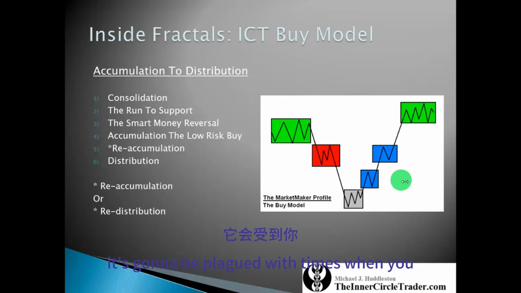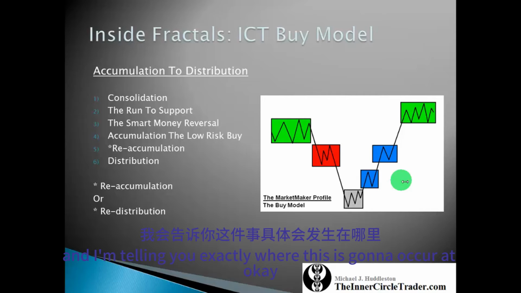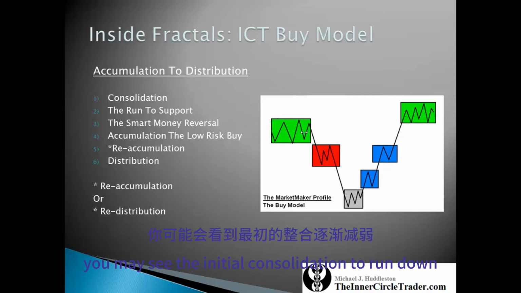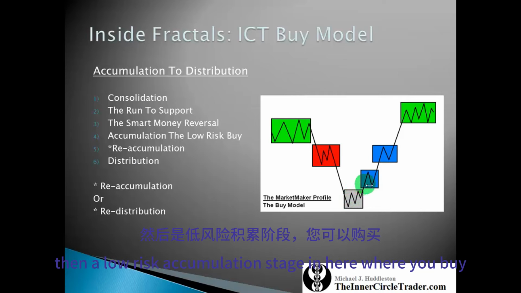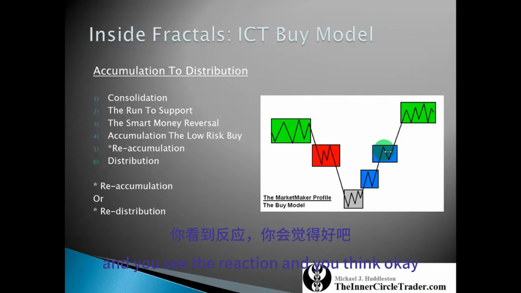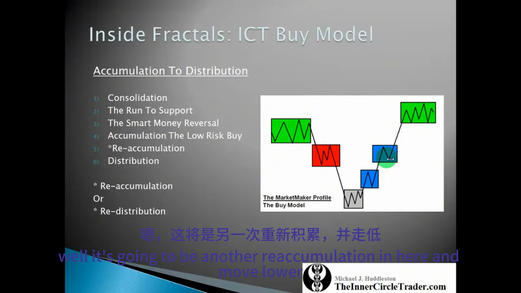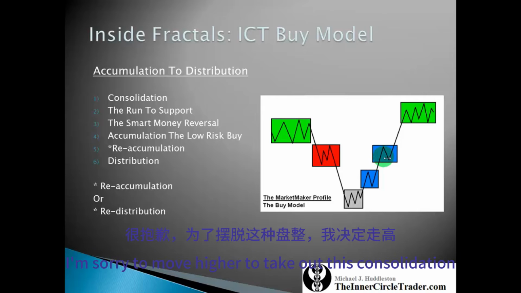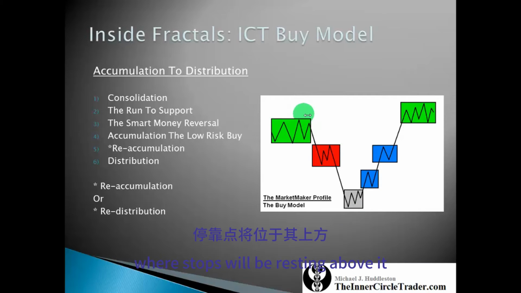It's going to be plagued with times when you aren't correct in your interpretation of what price action is suggesting to you at that moment. And I'm telling you exactly where this is going to occur. You may see the initial consolidation, the run down to support, the smart money reversal. And then a low risk accumulation stage in here where you buy and you see the reaction and you think, okay, well, it's going to be another reaccumulation in here and then move higher to take out this consolidation, which is the classic clearing of the initial consolidation where stops would be resting above it.